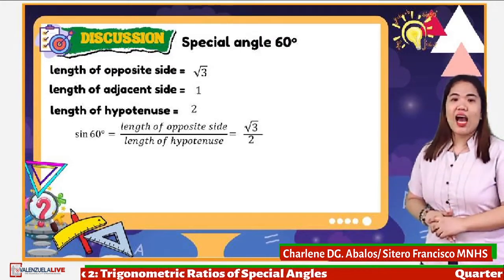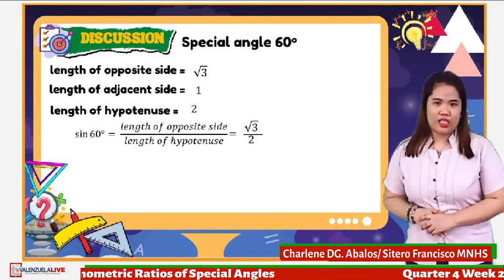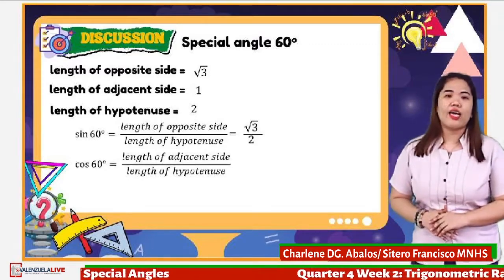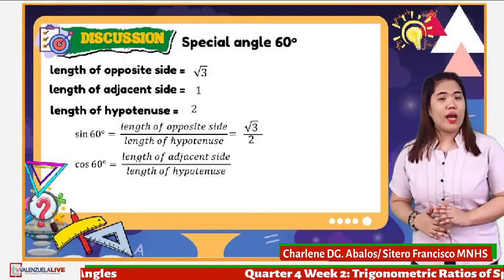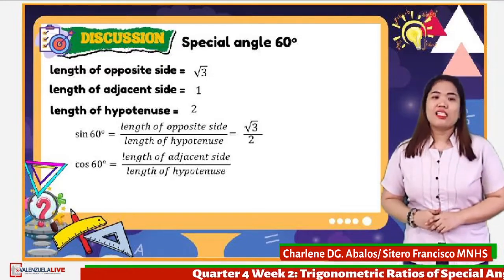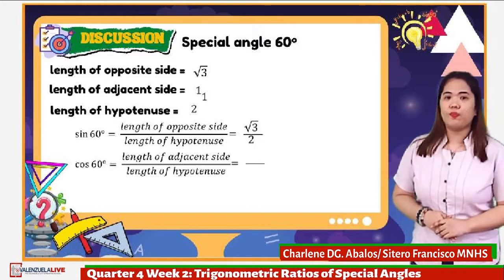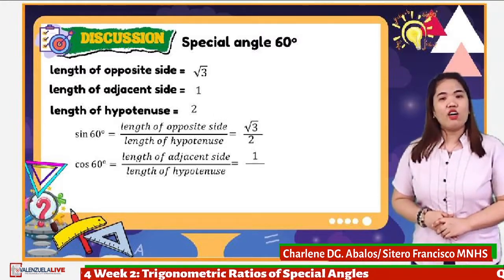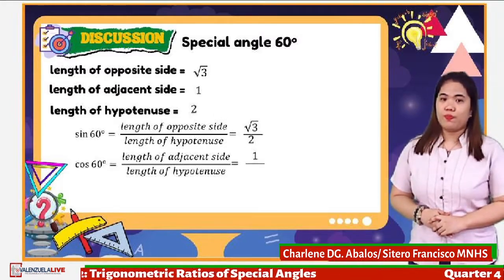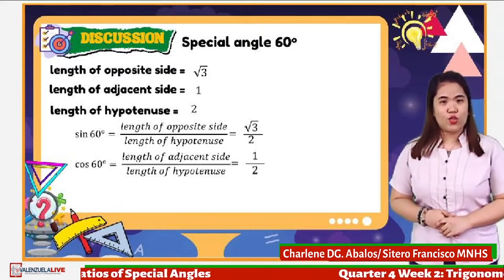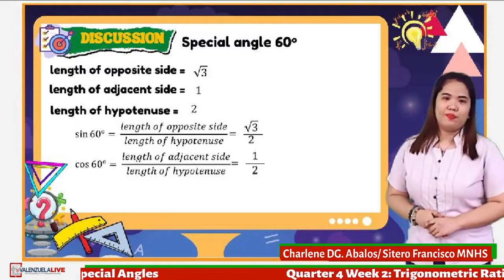Next is cosine 60 degrees. We have the ratio of the length of the adjacent side and the length of the hypotenuse. Substitute the length of adjacent side is 1 and the length of hypotenuse is 2. That is why we have cosine 60 degrees is equal to 1/2.